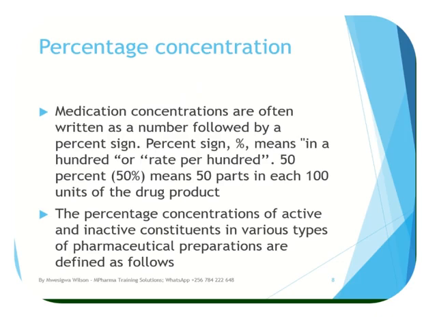Percentage concentration. Medication concentrations are often written as numbers followed by the percentage sign. As you can see, this sign always means in 100. We know what this sign means. So if you have 50%, it means 50 parts in each 100 units, or 100 parts of the drug product. Now, the percentage concentration of an active drug and inactive ingredients in the various types of pharmaceutical preparation can be defined by the following.